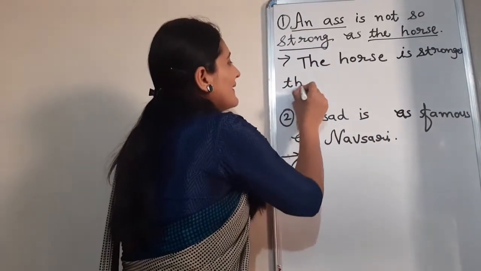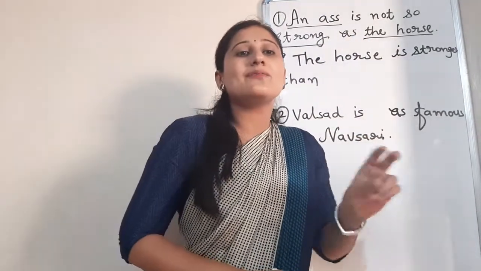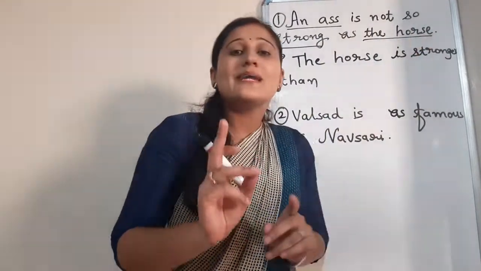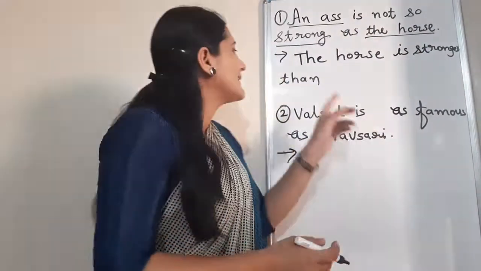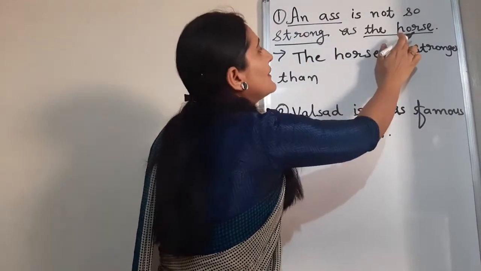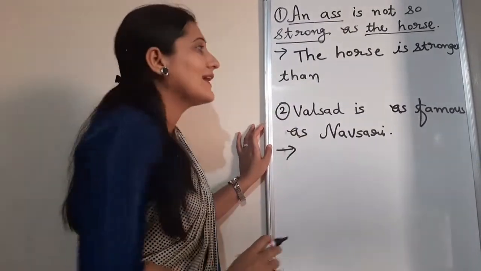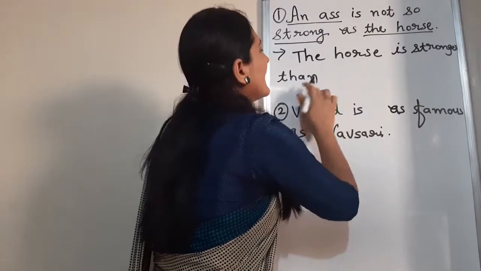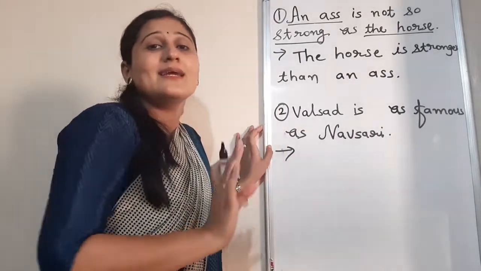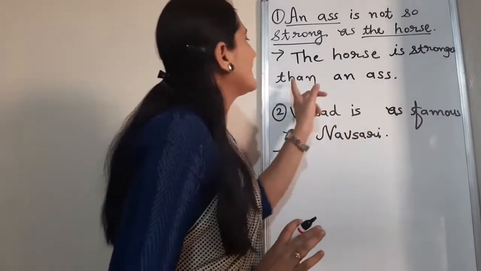What to add then? See, an ass and horse. We have comparison between two things. But if comparison is between more than two things, then we need to write than many other. But here we have comparison between two, an ass and horse. So we need to write only than. The horse is stronger than an ass. See, from the beginning I have taken a simple example, right? The horse is stronger than an ass.